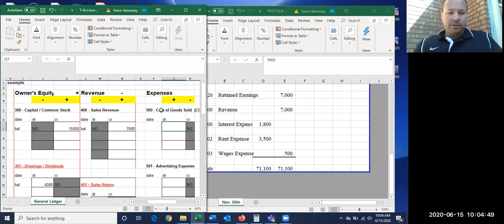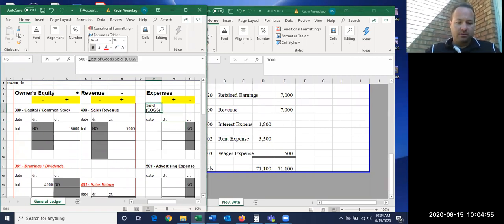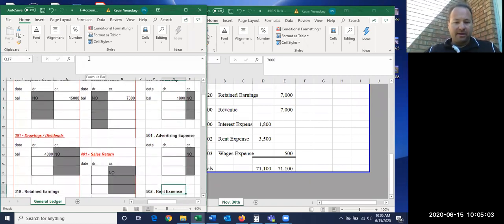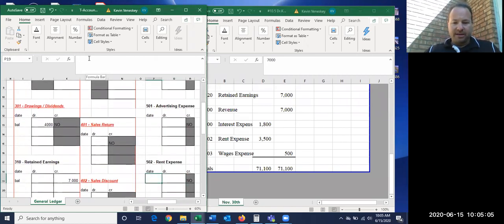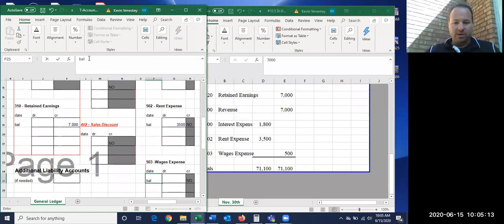And then our couple expenses. We've got interest. I can go ahead and rename this one. We're not going to use this. Interest expense, opening balance of 1,800. Got an account for rent. Let's go ahead and put that in here. Opening balance of 3,500. And then finally a wage expense, and I've got one of those as well.